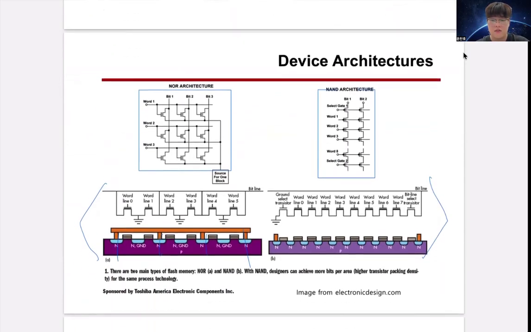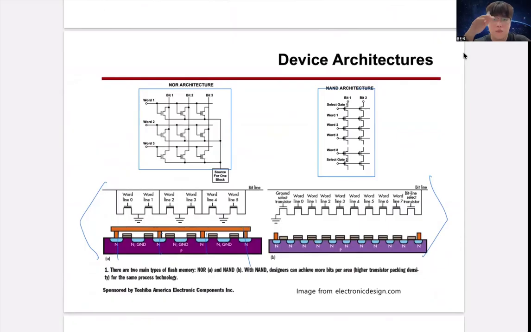So next is the device architecture to make the flash memory. In device architecture, there are two types. The first is the NOR and the second is NAND. Simply, we can see the NAND architecture is smaller than the NOR architecture. In this industry, we usually use the NAND architecture because we have to make a lot of flash memory.